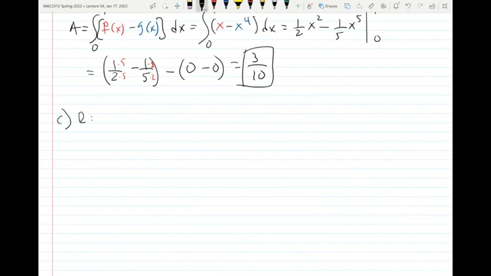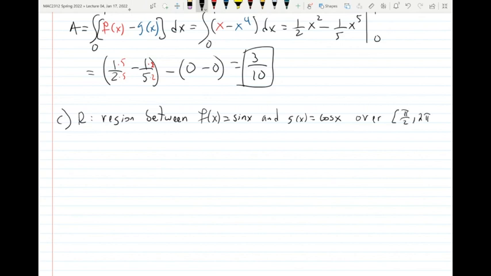And then R is the region between f of x equals sine of x and g of x equals cosine of x. And let's do this over pi over 2 to 2 pi. So that's quadrants 2, 3, and 4. Okay.